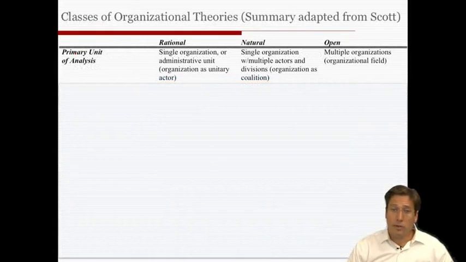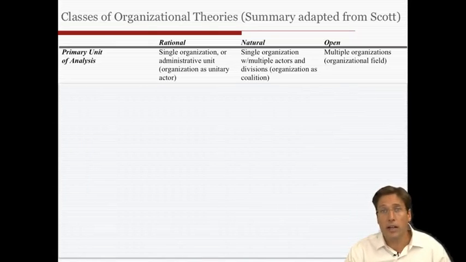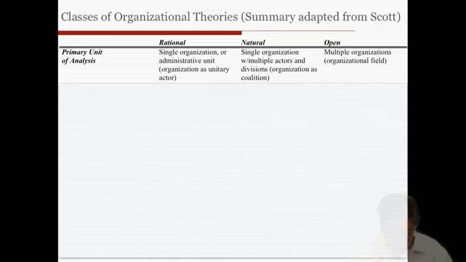So let's review what we've covered. Here in this table that I'm going to present to you, there's a lot of text, and I apologize for that. But I think it's important to see the landscape of these different theories. The first thing to consider with each of these theories is the unit of analysis. And when we look at rational systems, we see that they're a single organization or administrative unit, or typically the theory regards them as such.